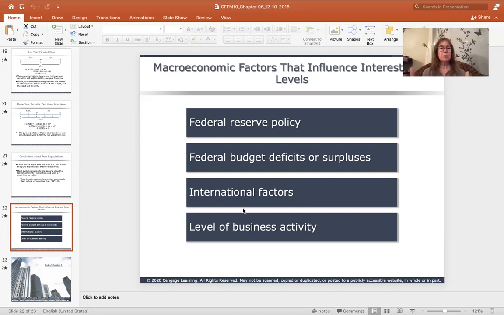Okay, so this is a pretty short chapter. The main takeaway from this chapter is you should know what a yield curve is, and know the determinants of interest rates, and know what those different factors are in that formula that make up the nominal rate.